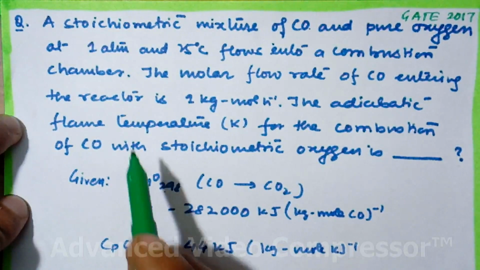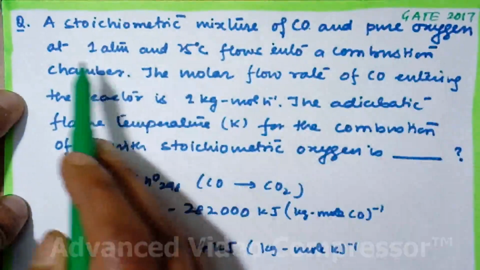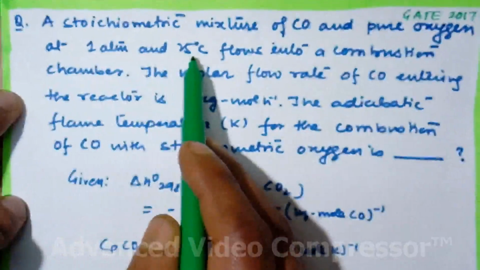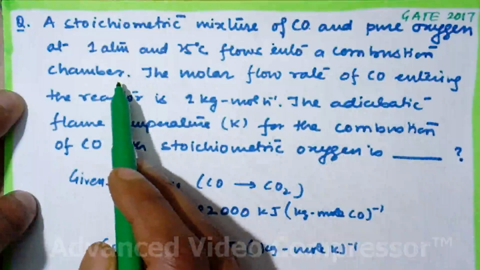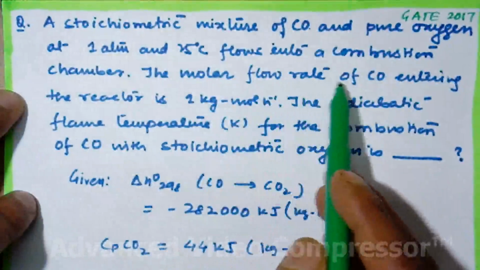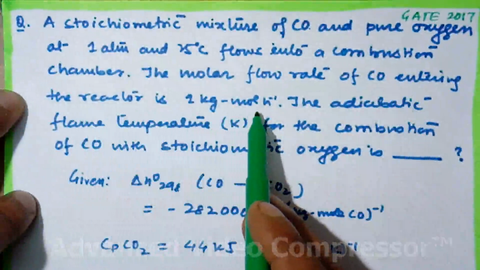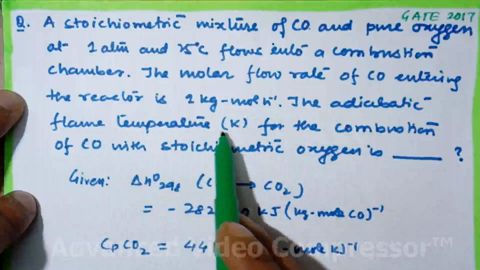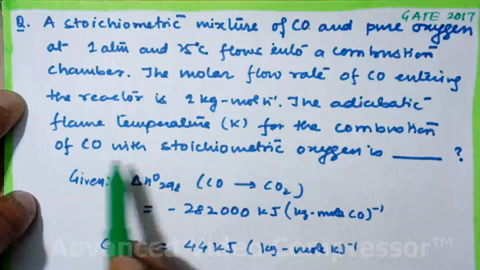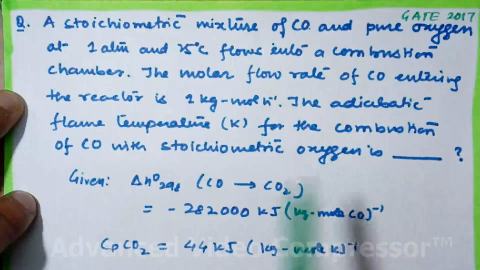So the question is: a stoichiometric mixture of CO and pure oxygen at 1 atm and 25 degrees centigrade flows into a combustion chamber. The molar flow rate of CO entering the reactor is 1 kg mole per hour. The adiabatic flame temperature in Kelvin for the combustion of CO with stoichiometric oxygen is dash. This is a numerical type question.